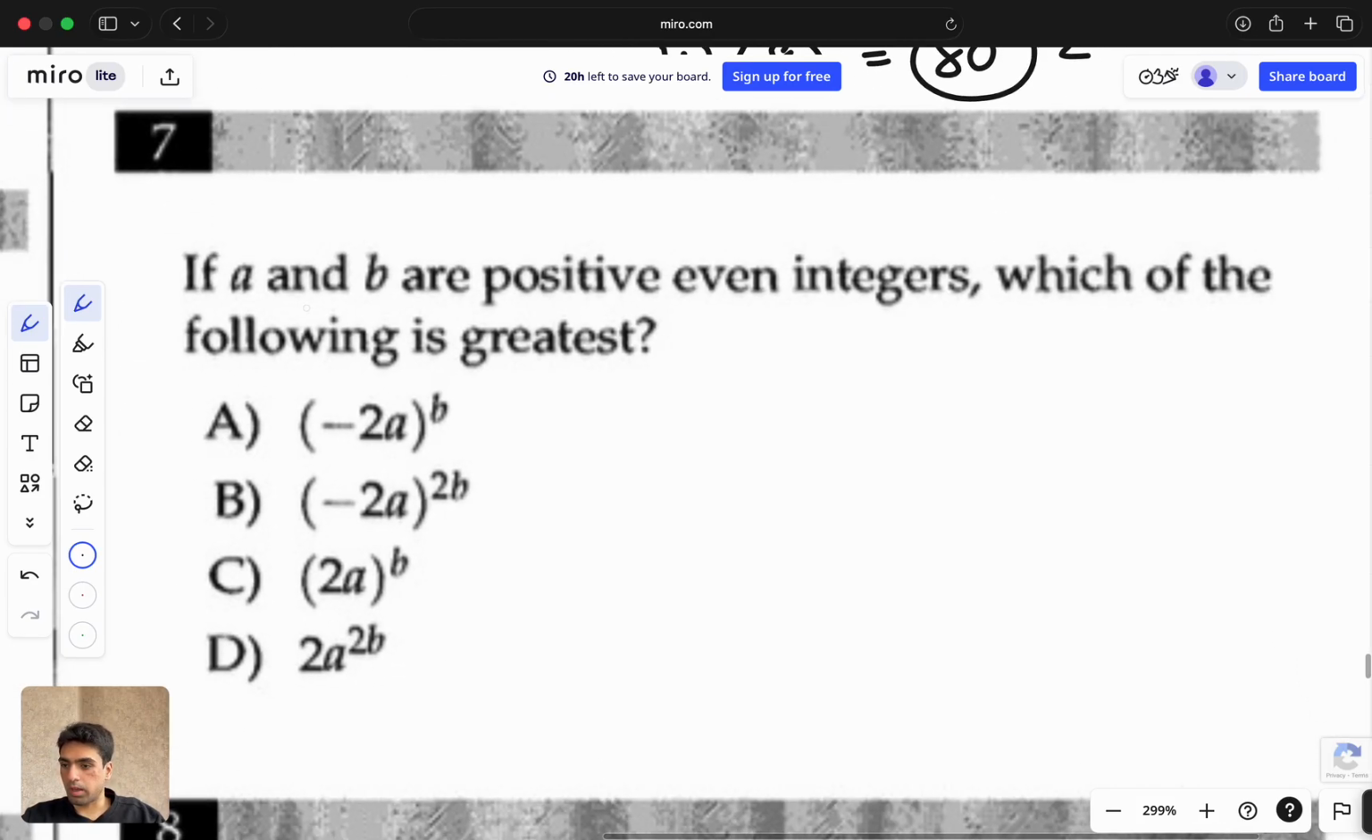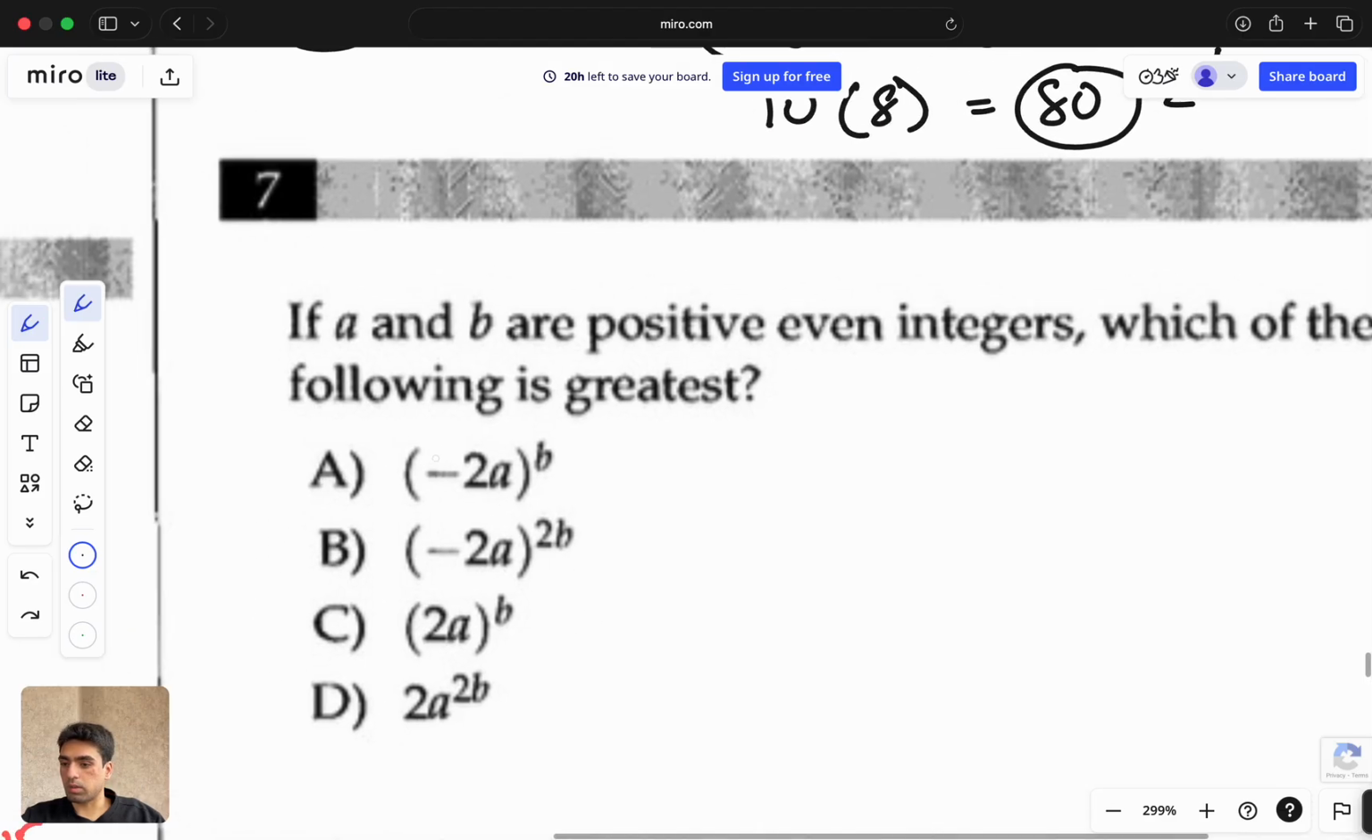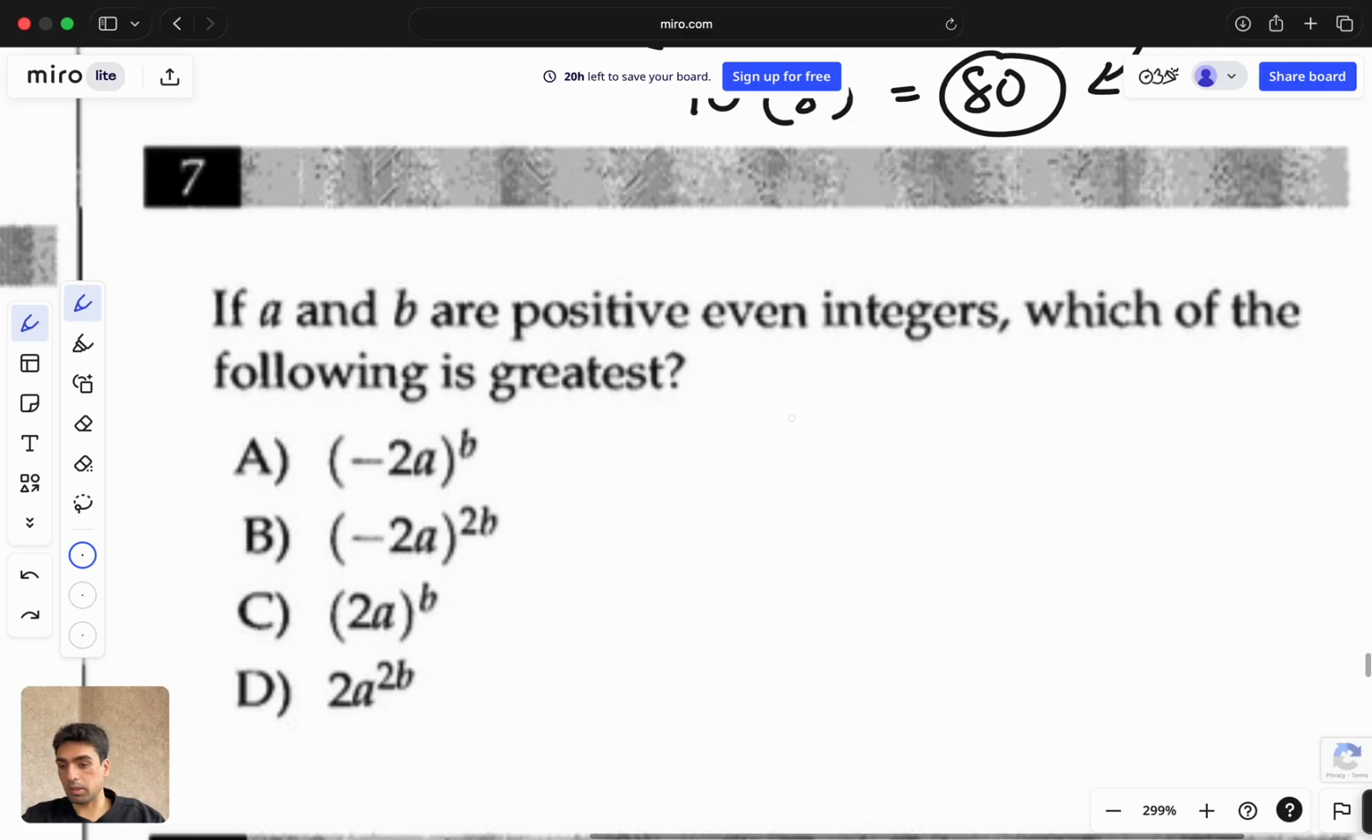It says a and b are positive even integers. Which of the following is greatest? So looking at the options, you have a to the power b and you have a to the power 2b, right? To get the greatest value, you have to have the biggest power. So it has to be 2b, right? So it's either b or d.